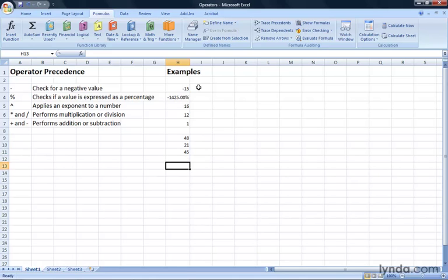Finally, you can use the comparison operators equal, greater than or equal to, less than or equal to, and does not equal to create formulas that return a result of true or false. For example, the formula equals 10 equals 9 would return the result of false. The formula equals 10 is not equal to, that's the less than sign and then the greater than sign, 9, would return a result of true. And finally, 10 greater than 9 would return the result of true.